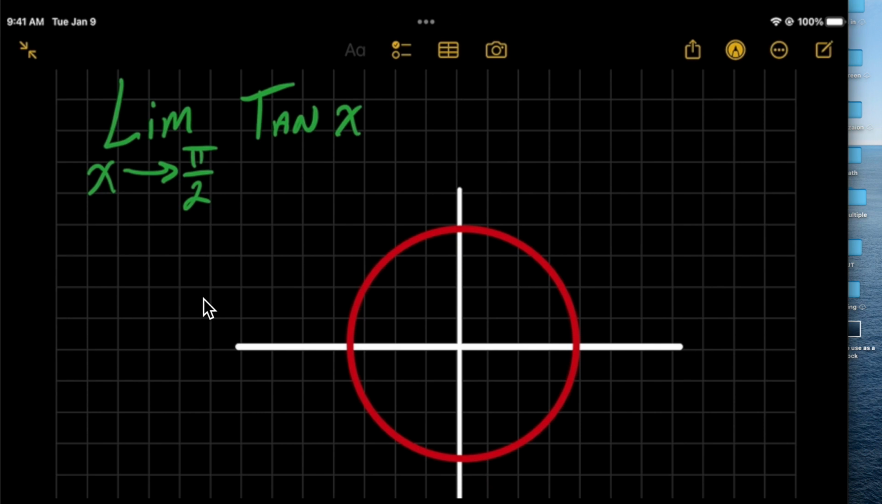In this video, we're going to talk about limits of trigonometric functions, and specifically, we're going to talk about the tangent of x. And we're going to look first at where x approaches pi over 2 radians. But before we get into the specifics of this limit, I want to talk about the unit circle a little bit and about something that confused me when I first learned this topic.